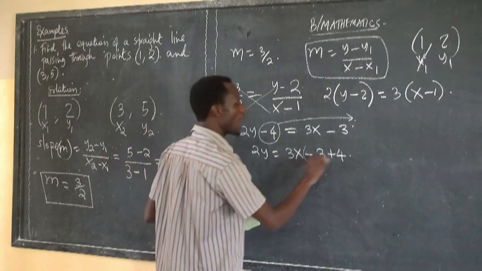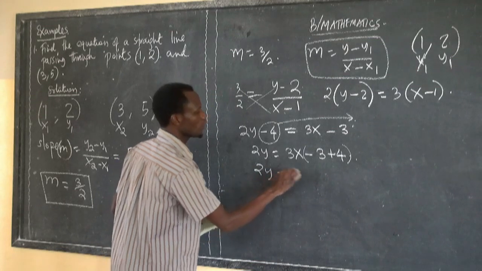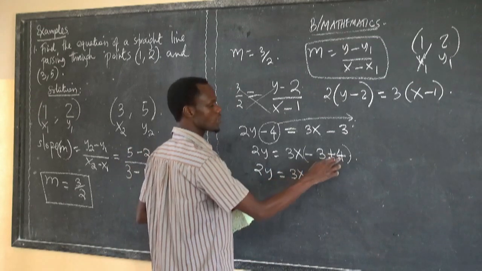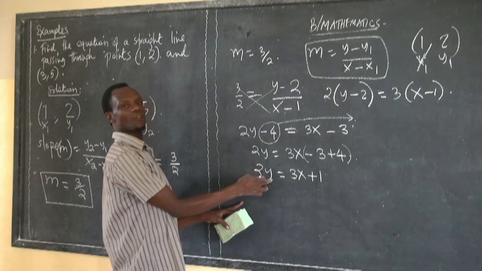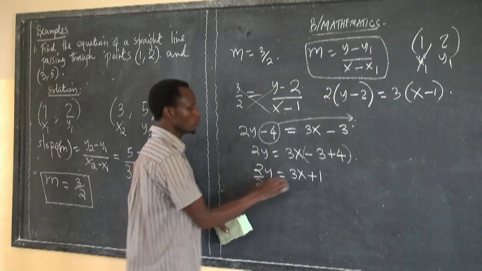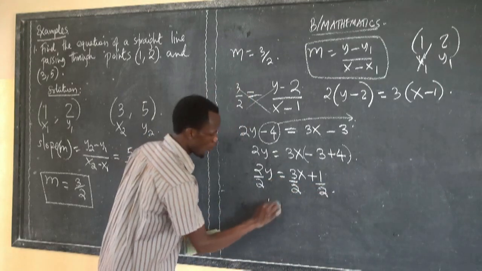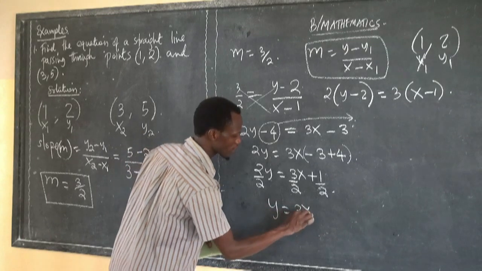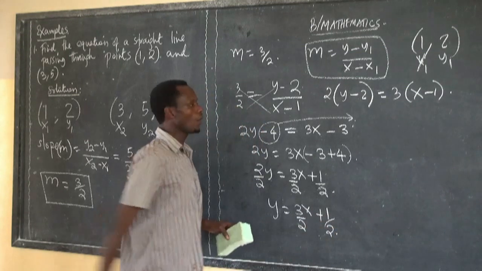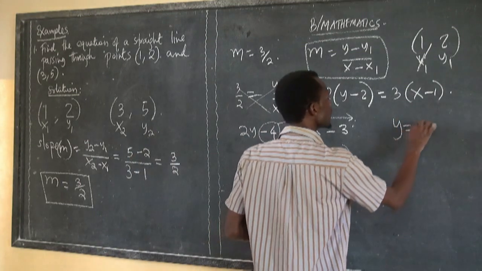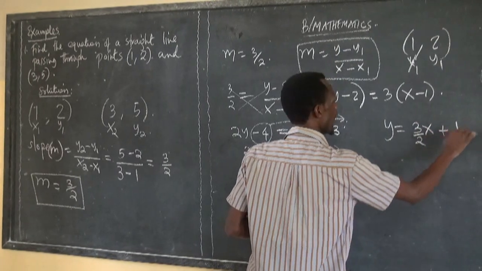If these are like terms, let us put them together. Now we have 2y is equal to 3x, negative 3 positive 4, now we have positive 1. But now we are looking for the value of y, so we better divide by 2. You divide it here by 2. And therefore, y is equal to 3x over 2 plus 1 over 2. Now, the equation, y is equal to 3 over 2 x, then plus 1 over 2.